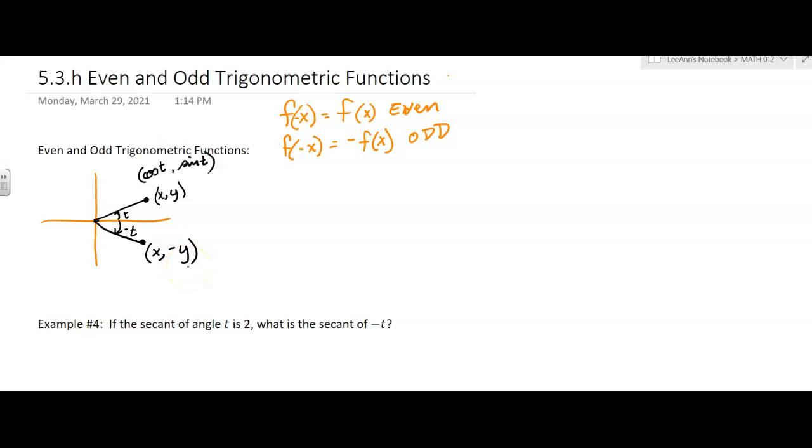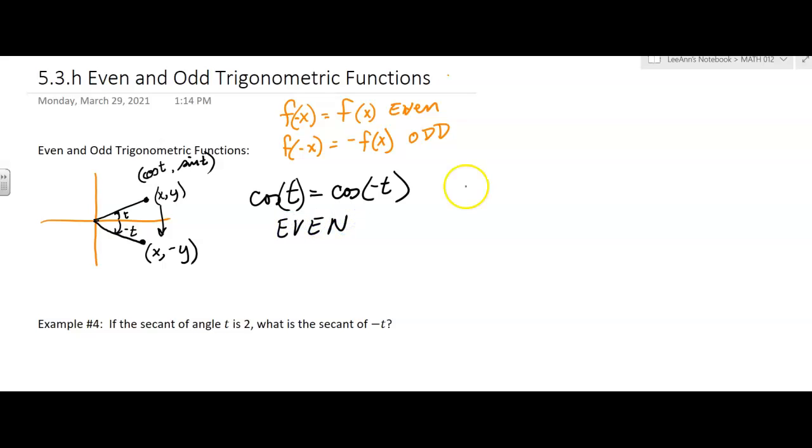Okay, so cosine is going to be the same. See, the cosine of t is going to equal the cosine of negative t. That means it's an even function. This is even.